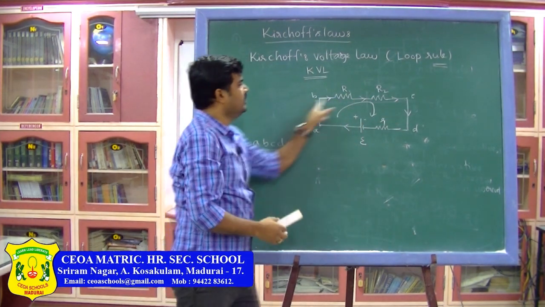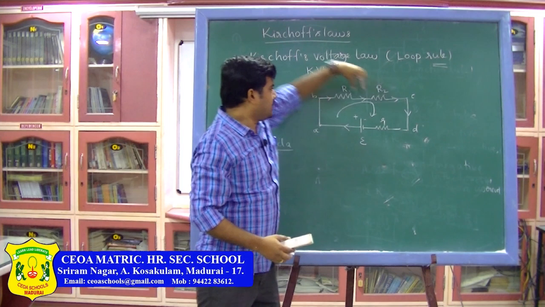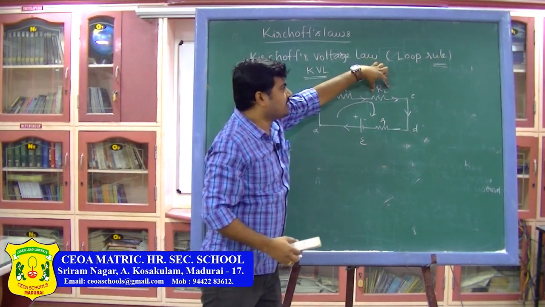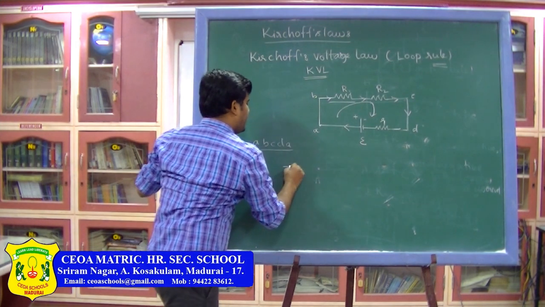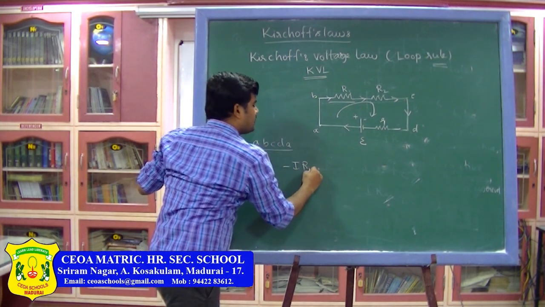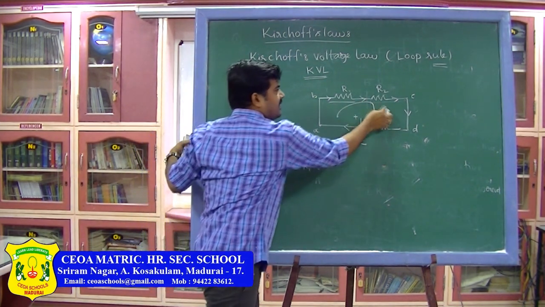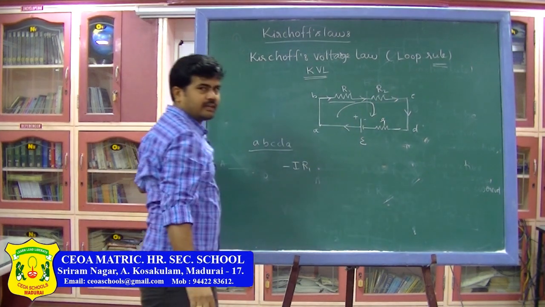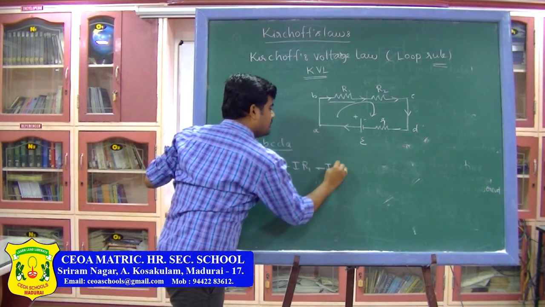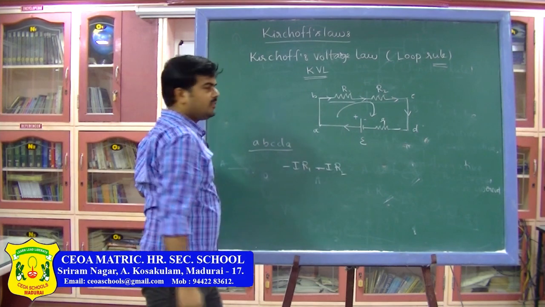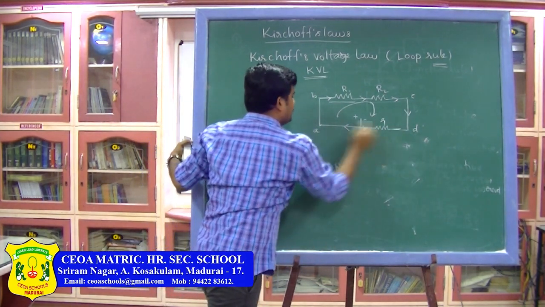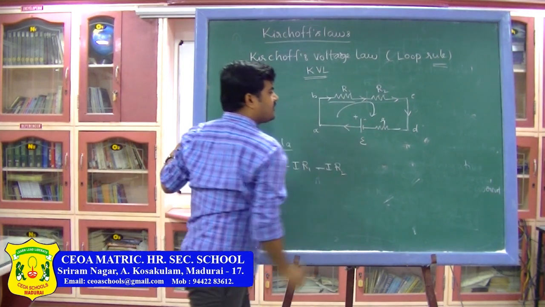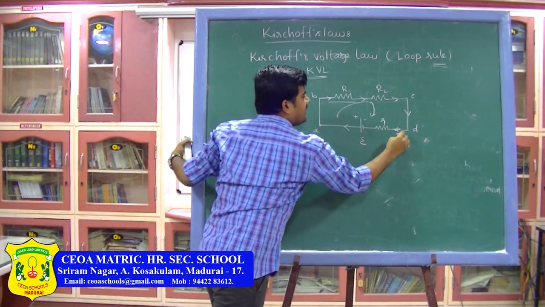So, I am moving in the direction of current, so the potential drop across each resistor is to be taken as a negative value. That means this potential drop is minus I into R1. Again, for the second resistor also we move in the direction of current, so it is minus I into R2. Next, C to D there are no resistors, leave it. Next, D to A there is one internal resistance where the current is I ampere once again.